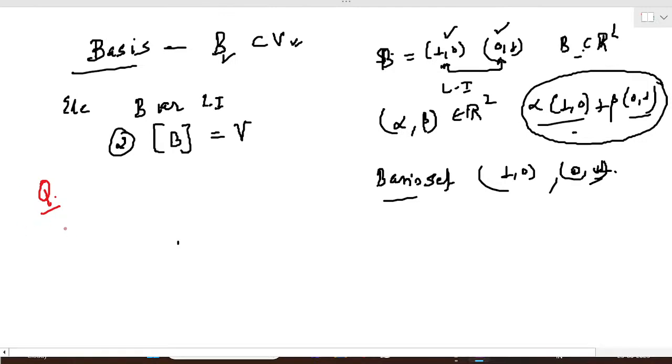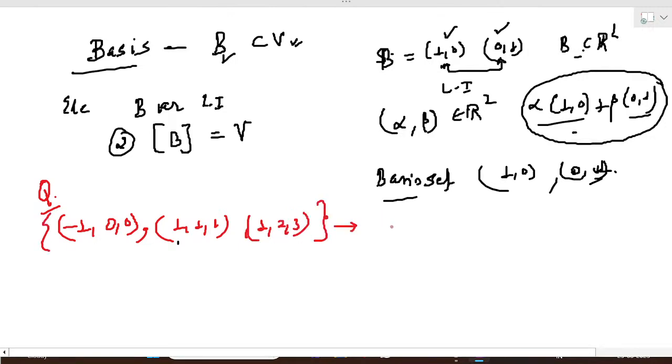These are (1, minus 1, 0), (0, 1, 1), and (1, 2, 3). Do you think that this forms a basis?